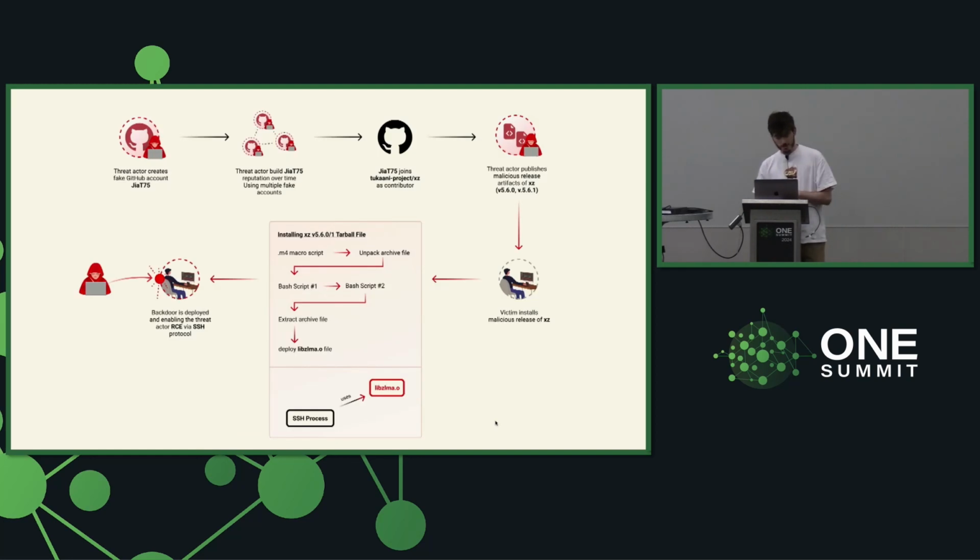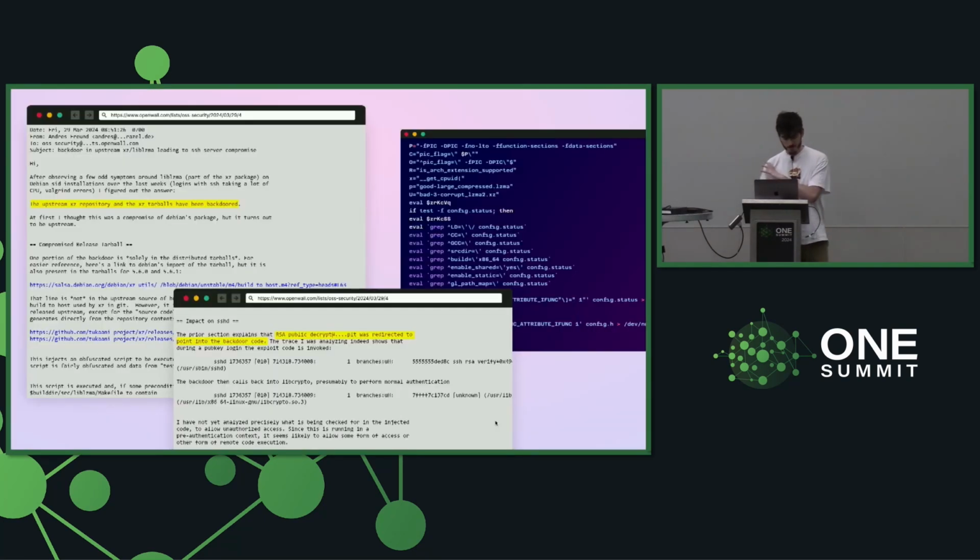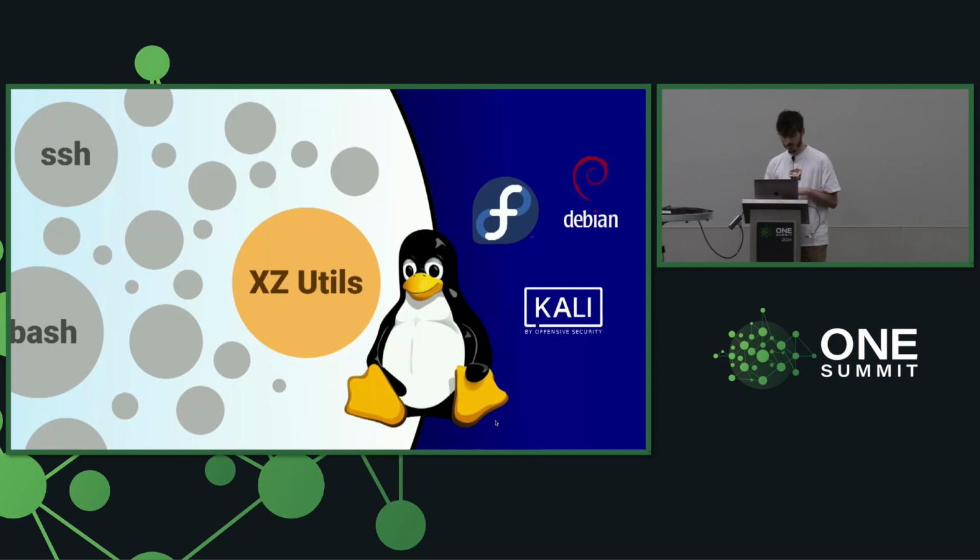This is what it looks like. It's pretty complicated. It's pretty nice, but I'm not going to dive into it. This is the most advanced attack known today, the supply chain attack. This is some of the code. Again, I'm not going to go into it. These are some of the affected things like Kali, Debian. It's big. Most of the companies could have been attacked, but luckily he noticed it for some reason.